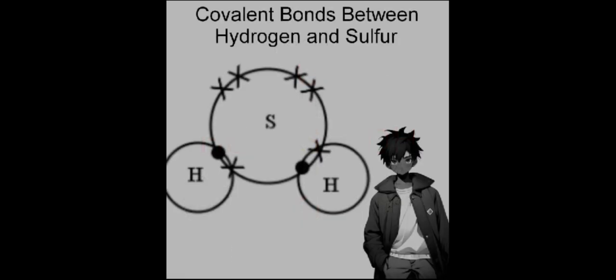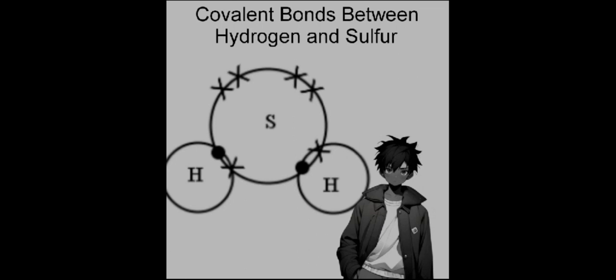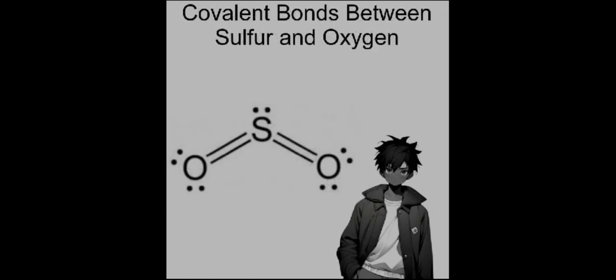Covalent bonds between hydrogen and sulfur. Each hydrogen atom shares an electron with the sulfur atom, resulting in a covalent bond between hydrogen and sulfur. Covalent bonds between sulfur and oxygen. The sulfur atom also forms covalent bonds with the oxygen atoms. Each oxygen atom shares electrons with sulfur.